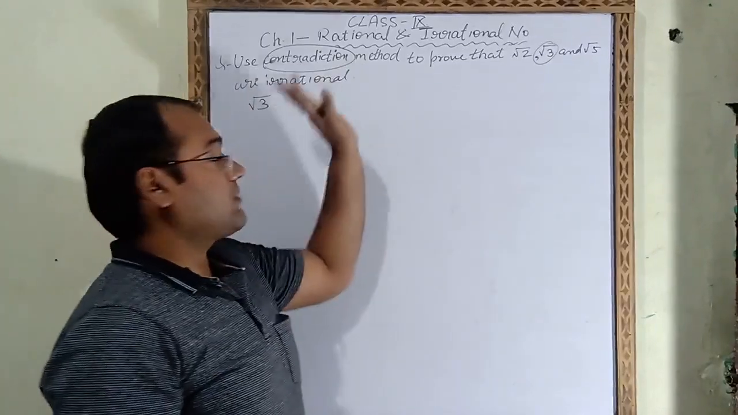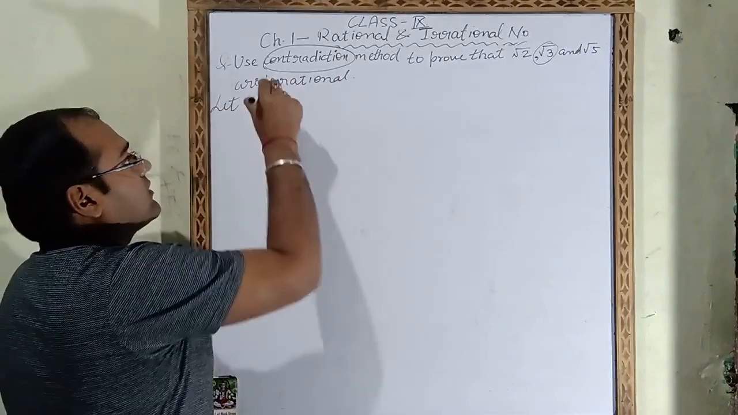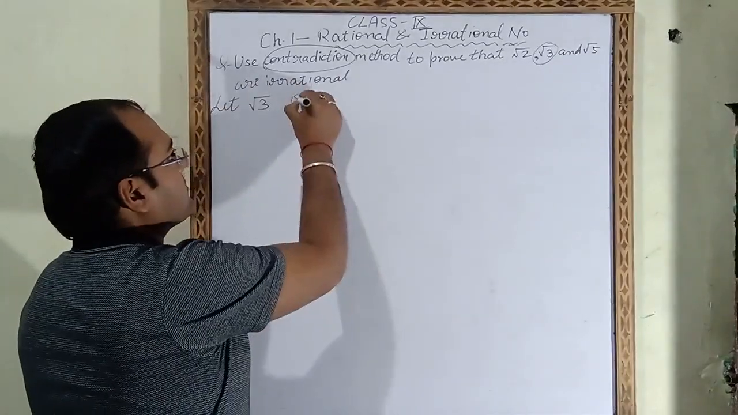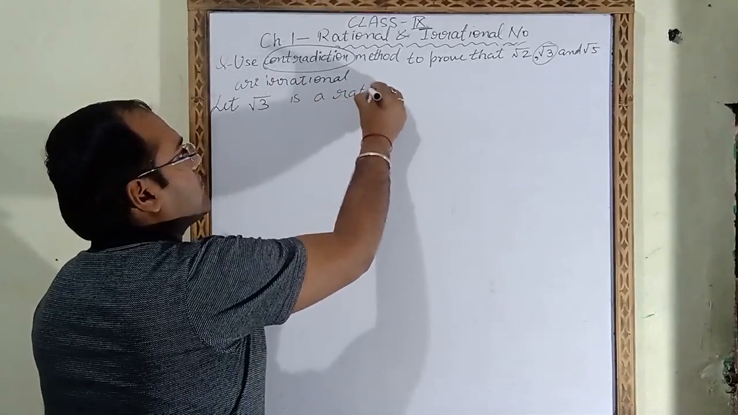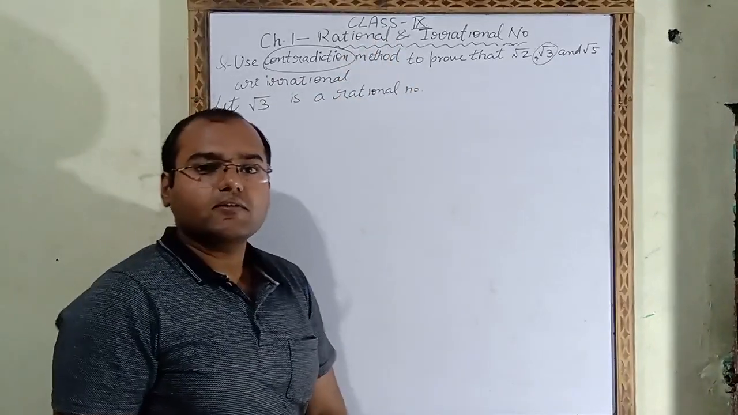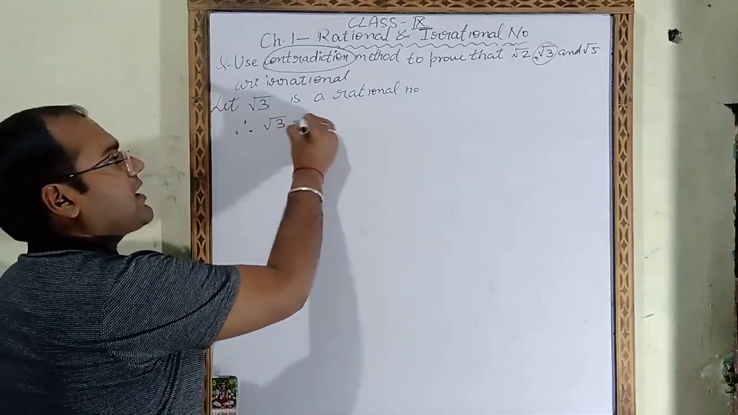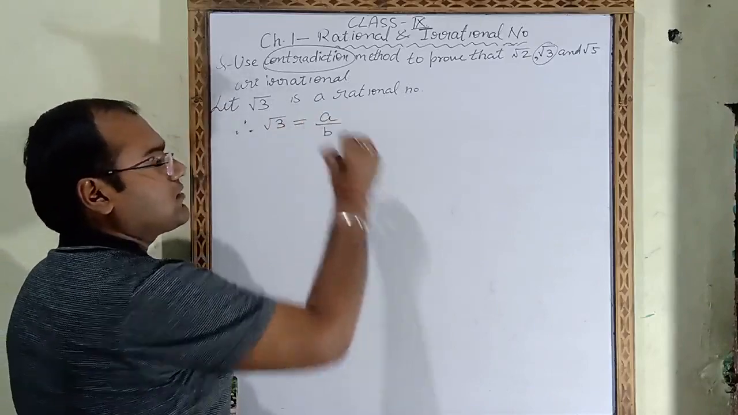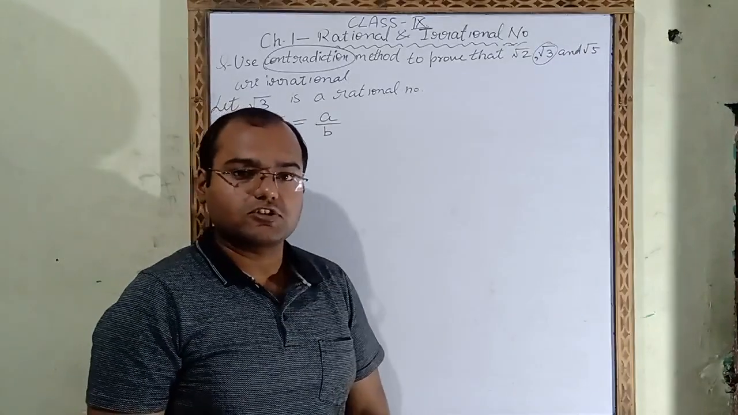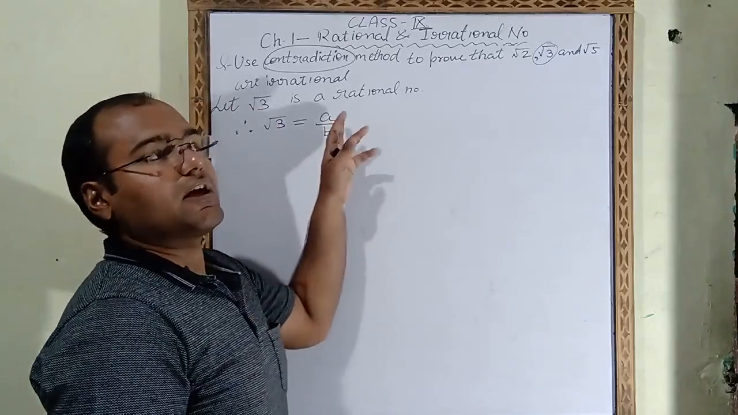So in the contradiction method, the first step is, we will assume let root 3 is a rational number. That means root 3 can be written as a upon b. Rational numbers are those which can be written in the form of a upon b. Therefore we have written root 3 is a upon b.